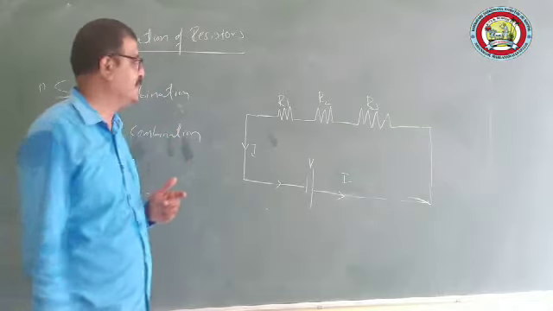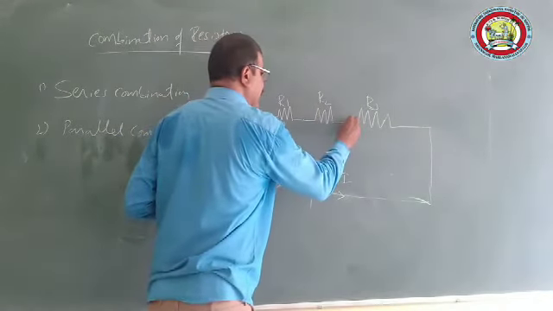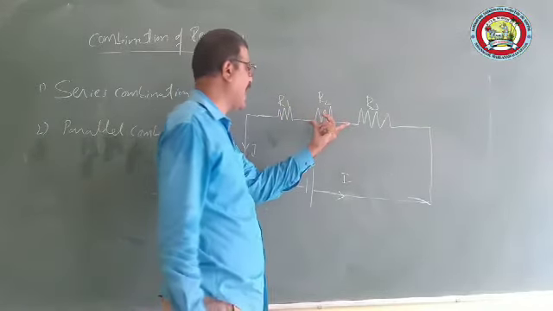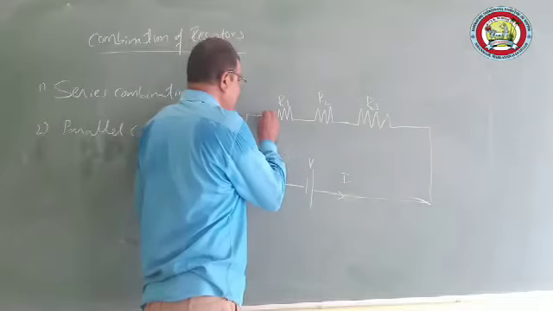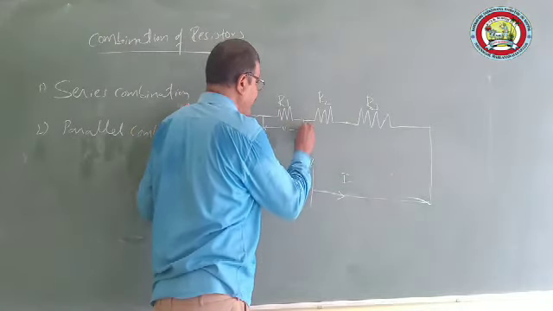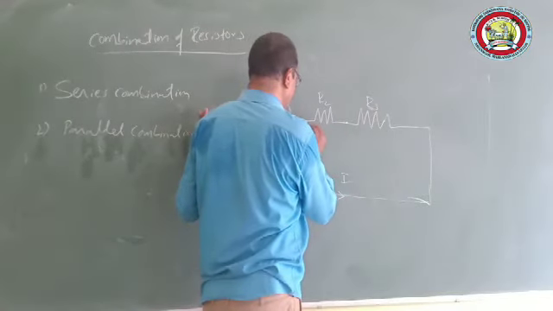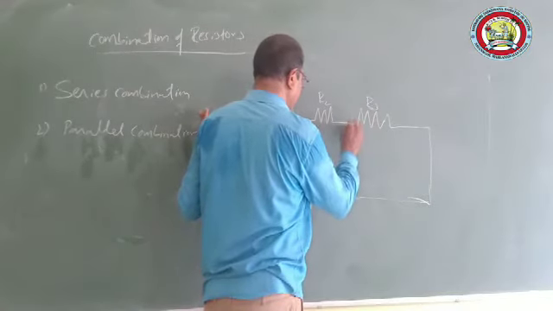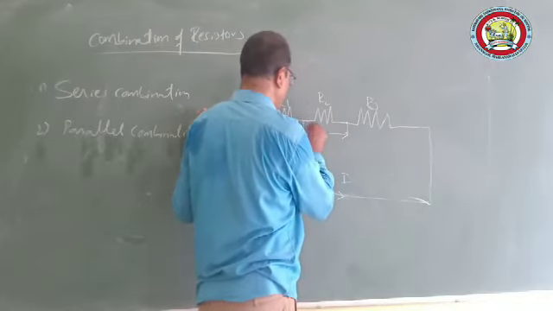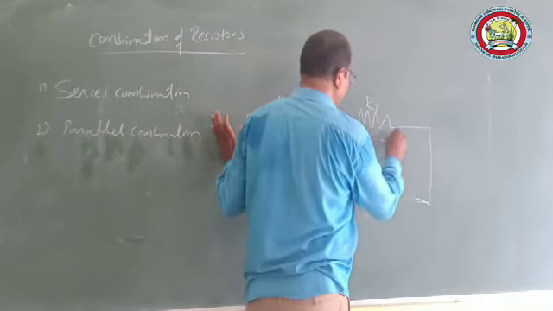End to end means each resistor will have its own potential difference, that is, you are connecting the resistors across its own two points. This resistor has its own two points, so this resistor will have a potential difference of V1, while this resistor will have a potential difference of V2, and this resistor will have a potential difference of V3.